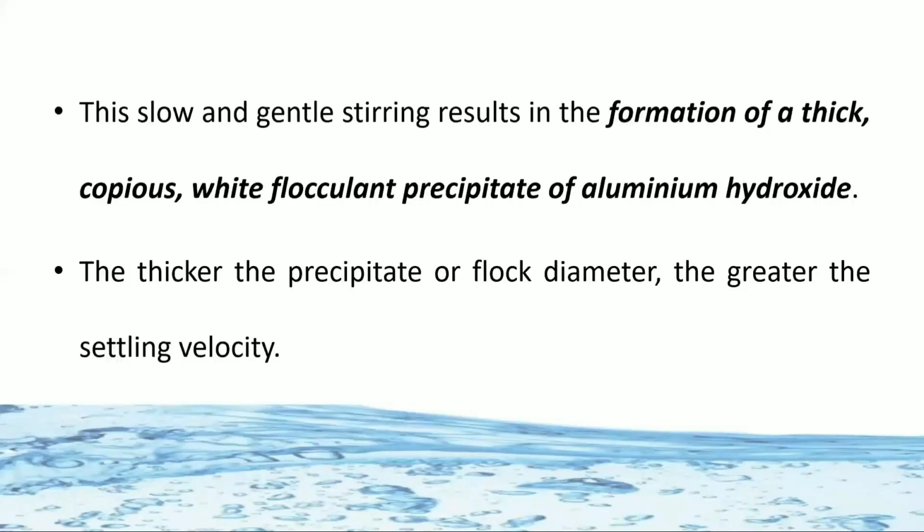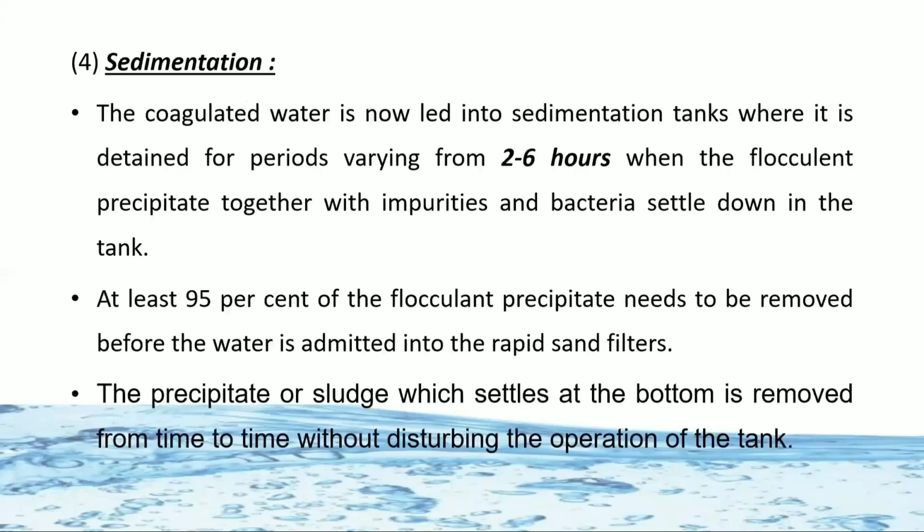So due to slow and gentle stirring, there is the formation of thick, copious, white flocculant, which is the precipitate of aluminium hydroxide. Then after flocculation, there is sedimentation. That flocculated or coagulated water is led for sedimentation for up to 2 to 6 hours. Due to that, the flocculant precipitates with impurities and bacteria, which settle down in the tank.